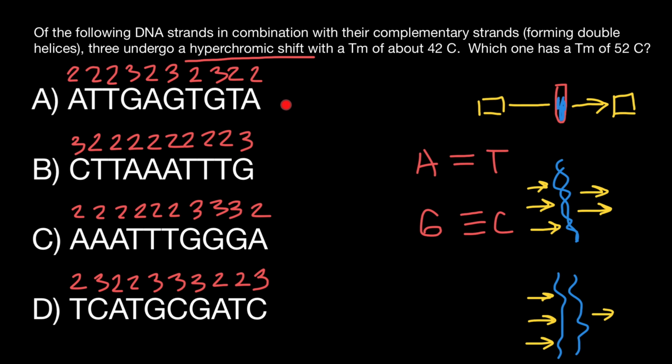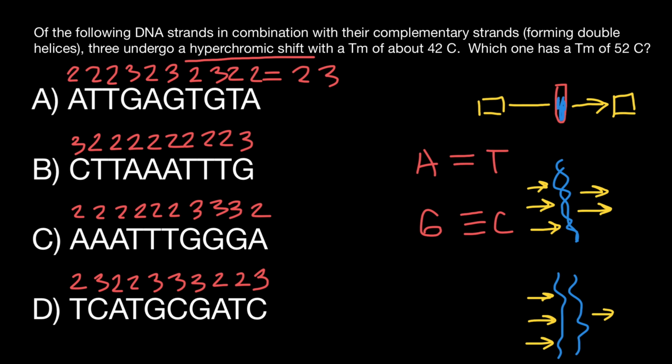Now let's find how many hydrogen bonds the first oligonucleotide has. Let's first find how many double hydrogen bonds. 1, 2, 3, 4, 5, 6, 7. So 14 hydrogen bonds here, plus 1, 2, 3 triple bonds. 3 times 3 is going to be 9. 14 plus 9 is going to be 23 hydrogen bonds here.